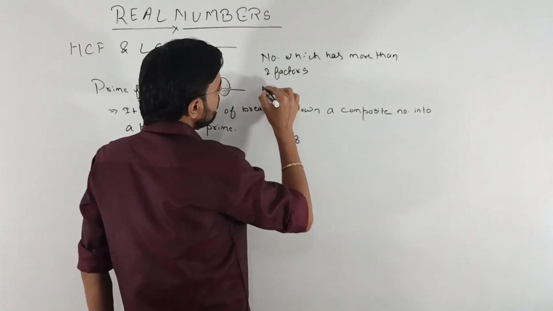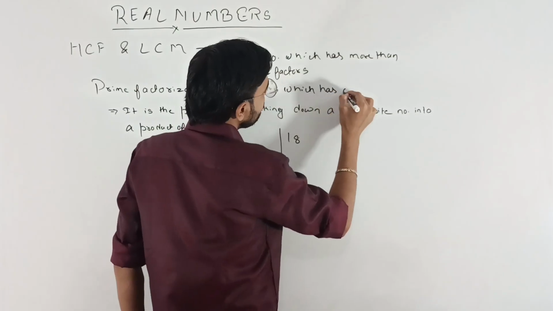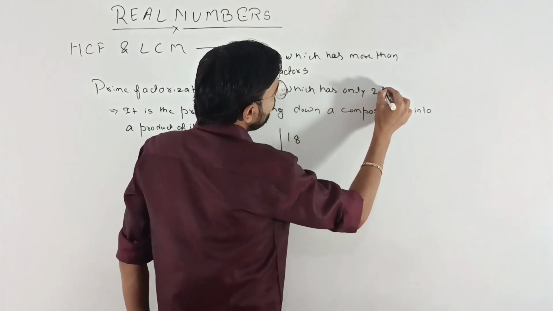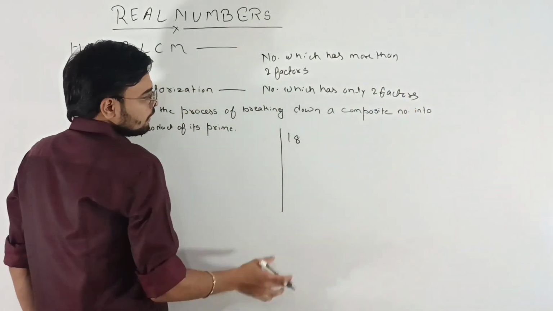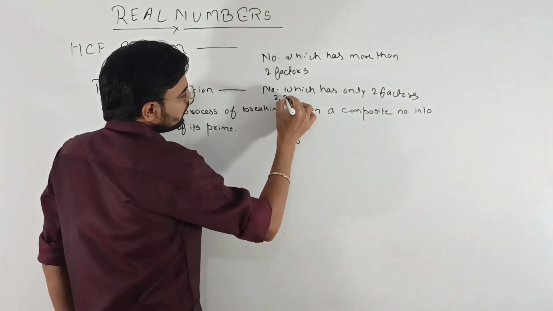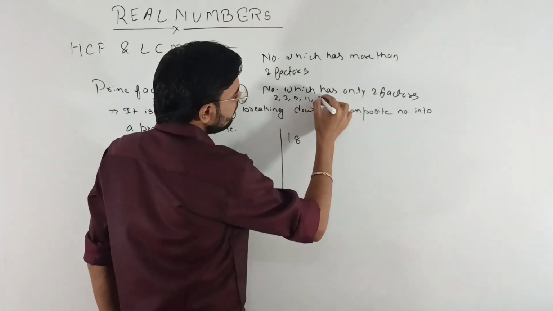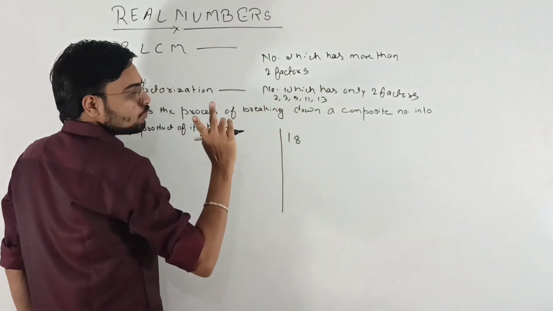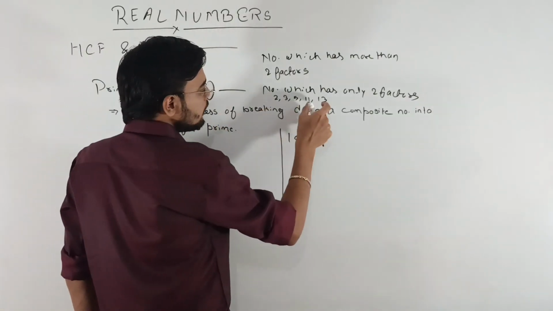What is a prime number? A number which has only two factors is called a prime number. The prime numbers are 2, 3, 5, 11, 13. 2 has only two factors, 1 and 2. 3 is divisible by only two numbers, 1 and 3. That's why these are prime numbers.